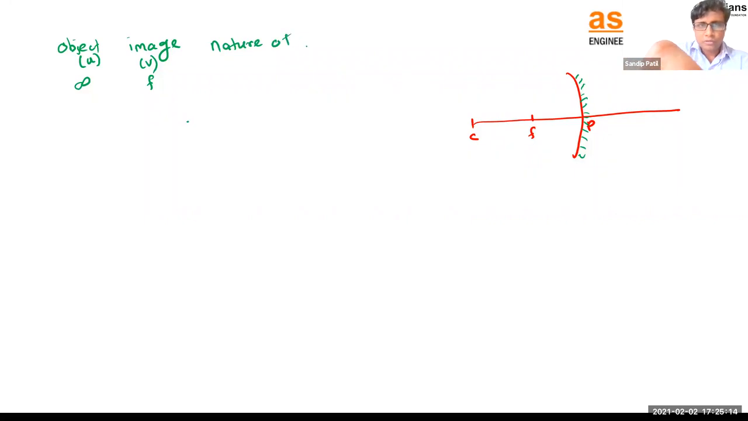Nature of image. What we saw in yesterday's lecture, the previous session, is that the image could be on the left side or the right side. The left side is called the real side, or in front of the mirror. This is the in front of the mirror side. This is called the virtual side, or behind the mirror.